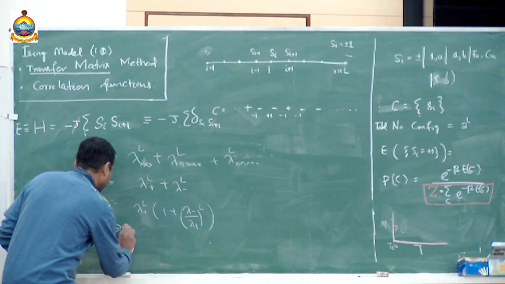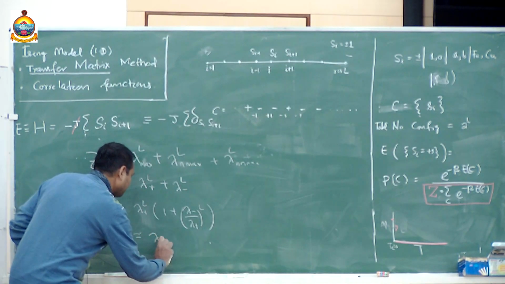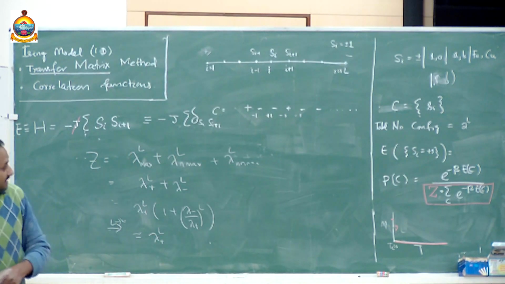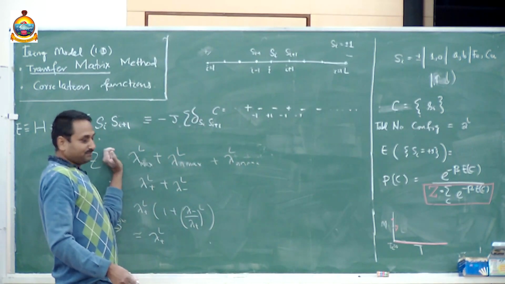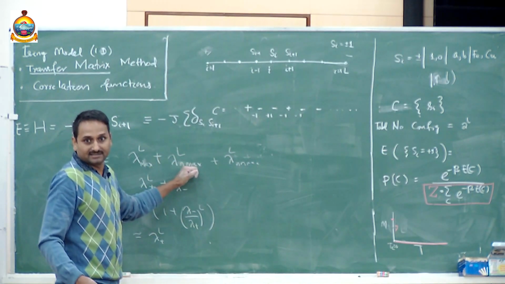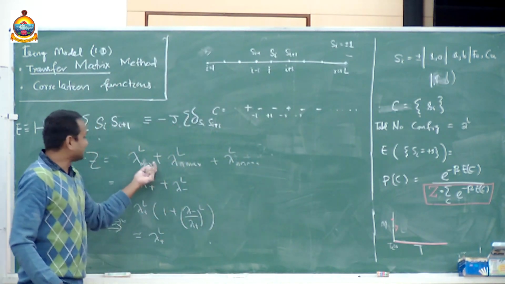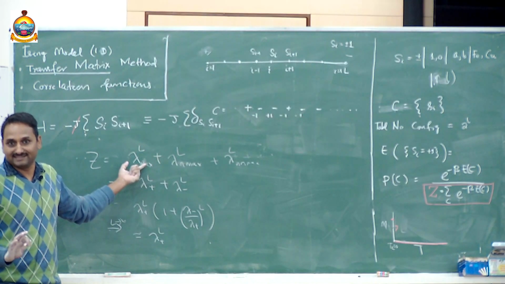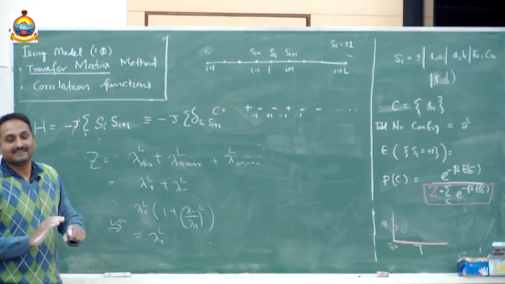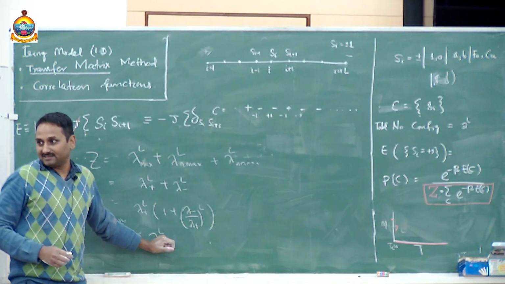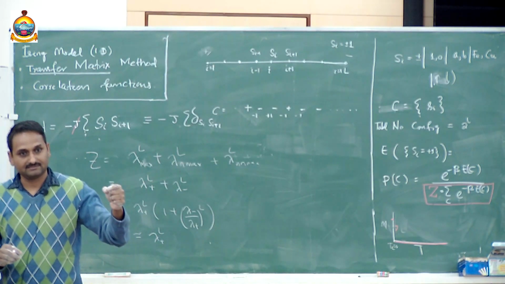If you take L going to infinity, very large L, then this is equal to lambda plus to the power L. So even if you have 3 of them or 5 of them, if you take lambda max to the power L, each of the ratios is less than 1 to the power L, and all of them will go to 0. As long as the maximum eigenvalue is well defined, well separated from the other ones, I mean the ratio is less than 1, you will have only lambda plus to the power L. So the partition function takes only the largest eigenvalue to the power L.